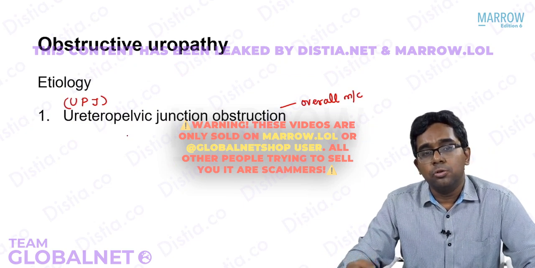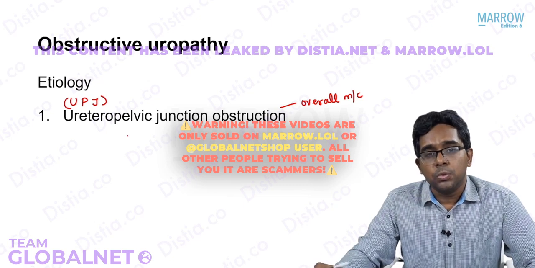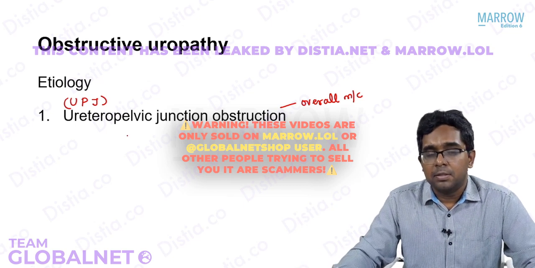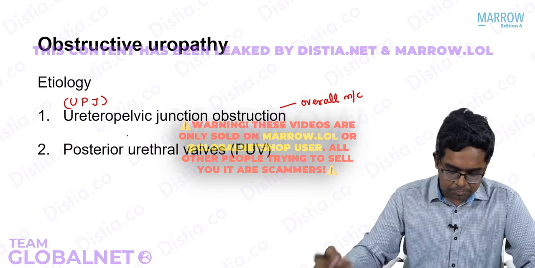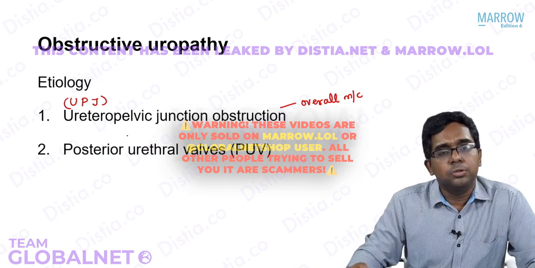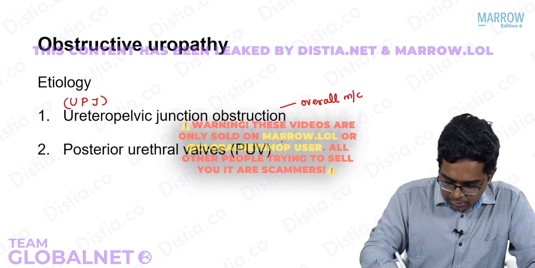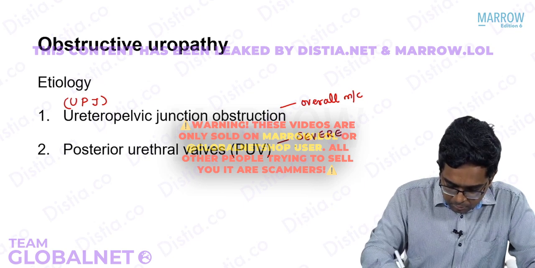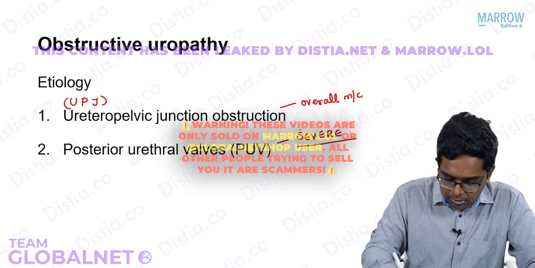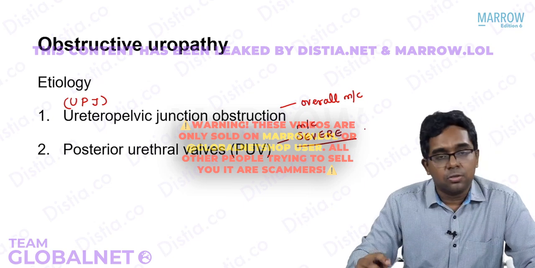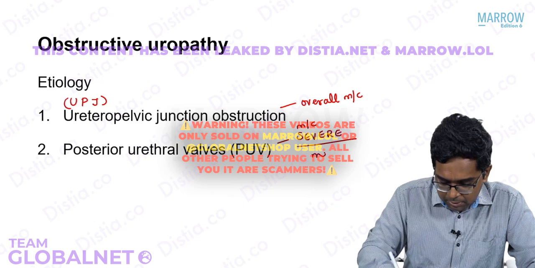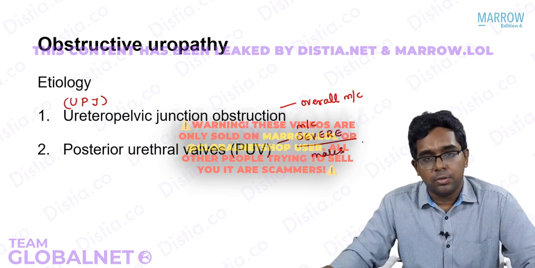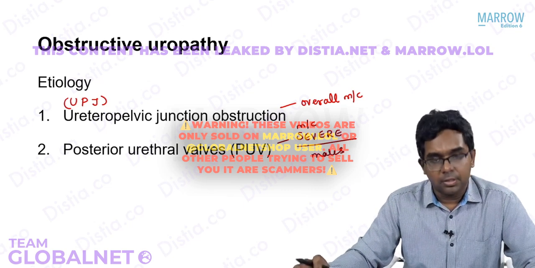Second is a more severe condition, usually noted only in males. That goes by the name of PUV, or posterior urethral valves. This is a severe condition. So if the question is asking you what is the most common severe cause of obstructive uropathy, especially in males, then your answer is going to be posterior urethral valve.